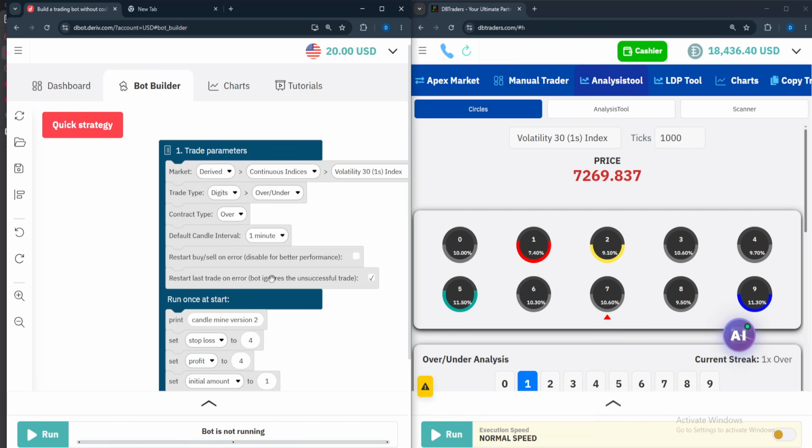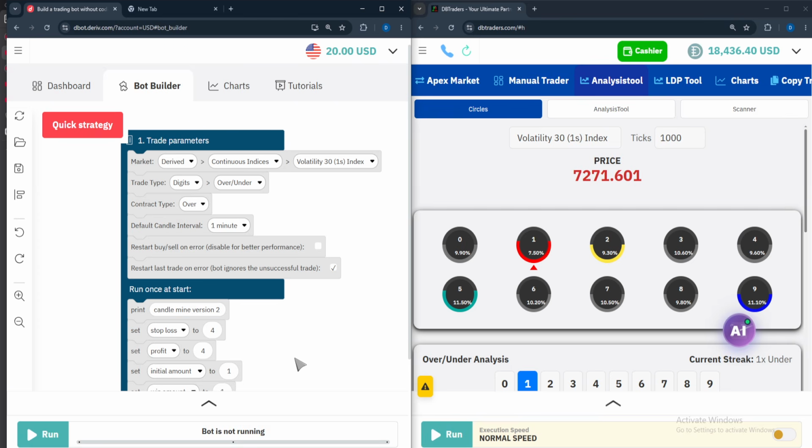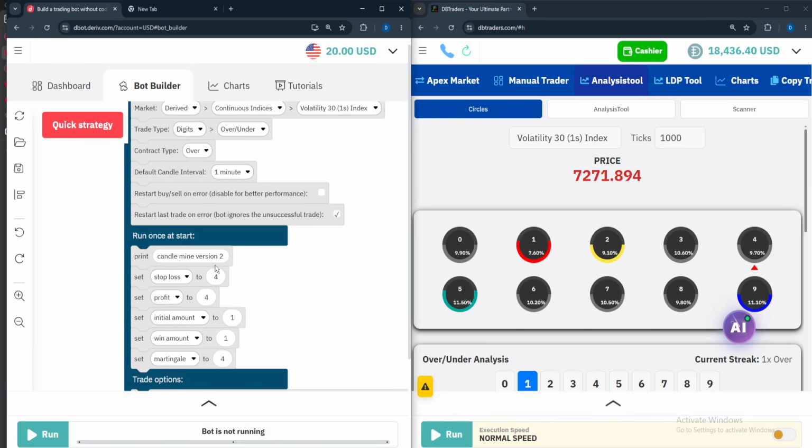Yeah, so most of you have been asking me, if I have a 20 USD account, how can I grow it or not? So in this video I'll be showing you both if you can grow your 20 USD account and basically how to do it, okay? So first things first is ensure you have already loaded your bot. So as you can see right now, I've already loaded my CandleMine version 2 bot.